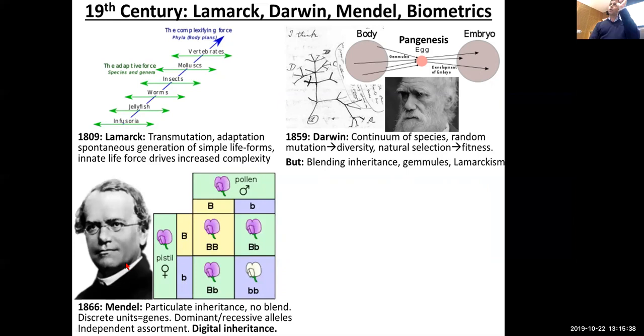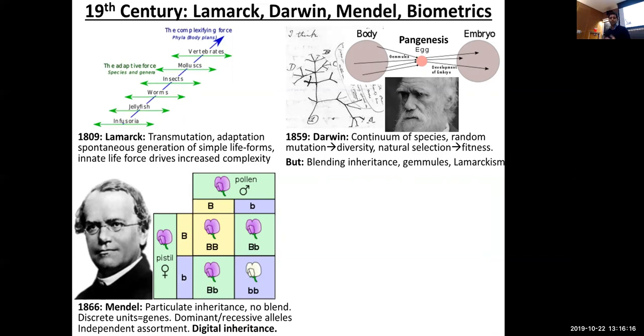But at the core lies a quantum inheritance, a particulate inheritance where there is no blending, where you either have one allele or the other allele. And then these combinations, through the laws of dominance and recessivity, through these discrete units which later became known as genes, and through independent assortment of different locations in what we now call chromosomes, with recombination breaking up their inheritance, would effectively lead to this digital form of inheritance, okay?